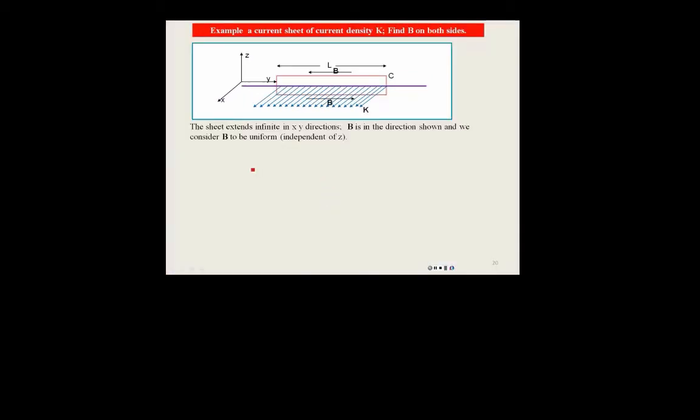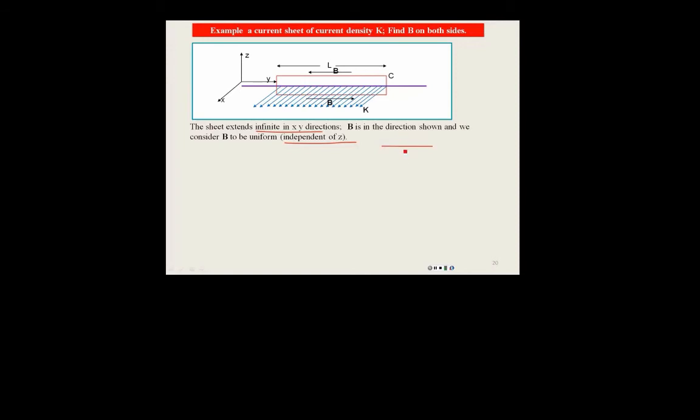Let's assume then that it extends infinitely in the XY directions. B is in the direction that is shown, so here's B on the bottom, here's B on the top, and we're going to consider that to be uniform and independent of Z. That is a result of having this infinity in the XY directions. The analogy would be a charge sheet where if this is infinite, then you don't have any Z dependence of the E field.